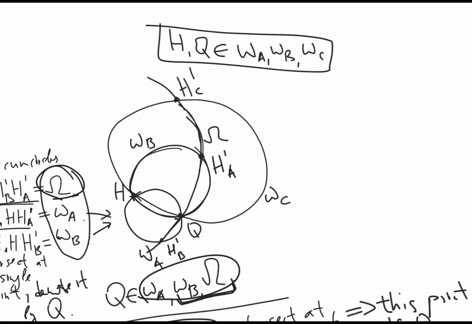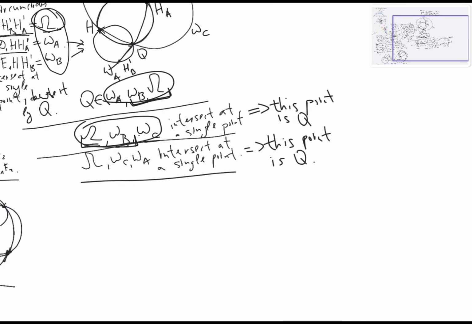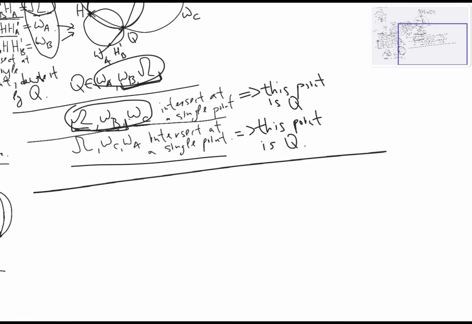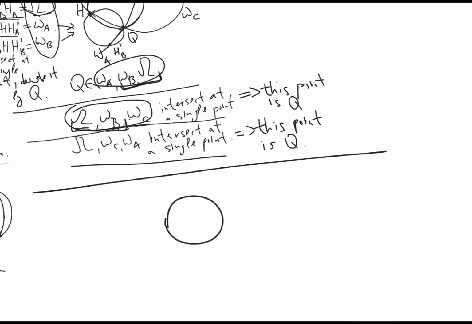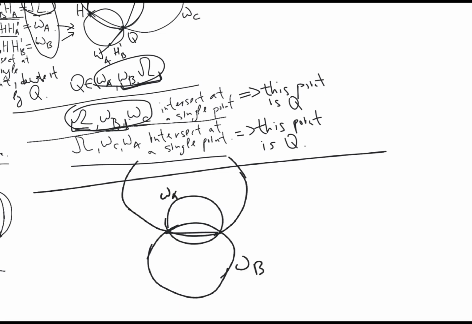centers of these circles. So let's draw another picture, because capital omega we now don't need. So basically we have omega A, omega B, something like this, and omega C, something like this. So omega A, omega B, and omega C. So this is H, and this is Q.